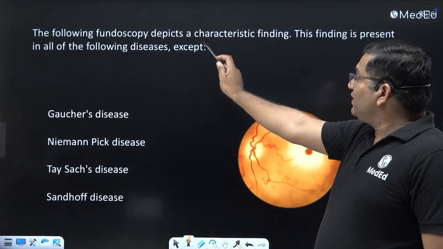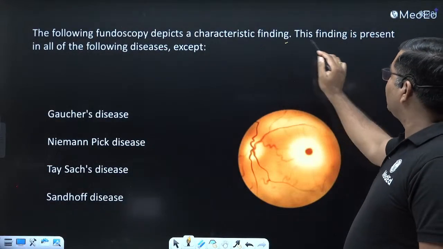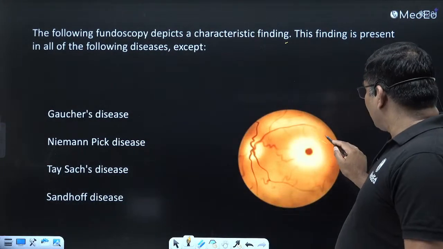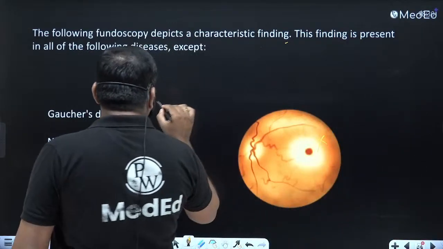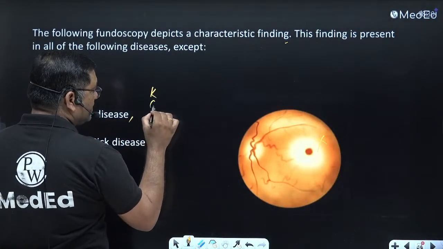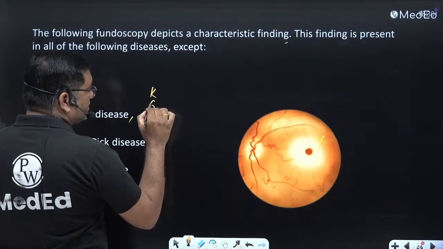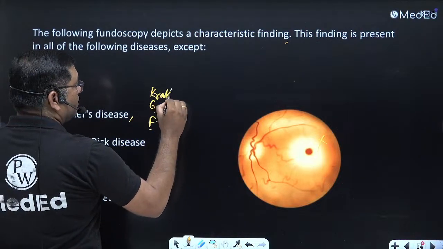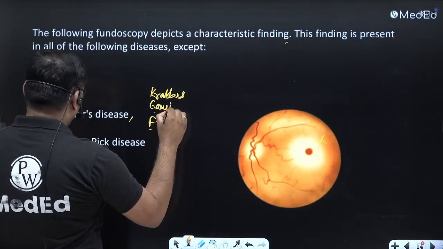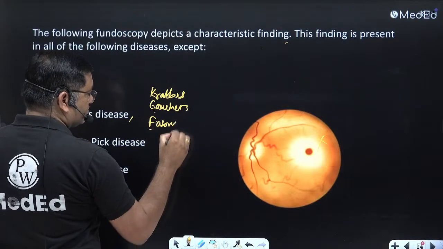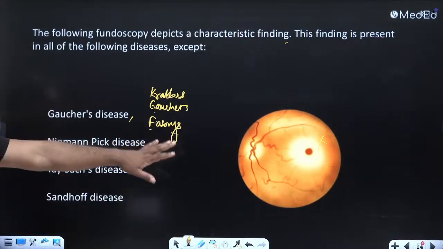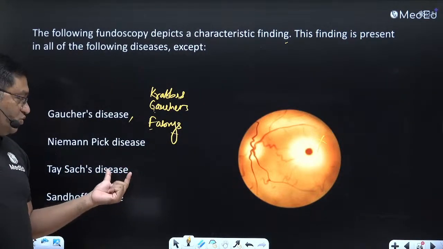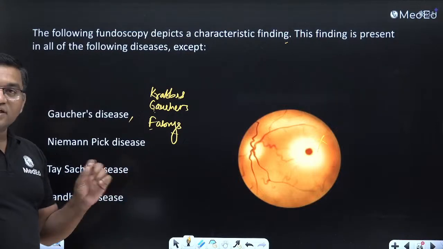The following fundoscopy depicts a characteristic finding. This finding is present in all of the following diseases except, so there is no cherry red spot in Krabbe's disease, Gaucher's disease, and Fabry's disease. In these three disorders, there is no cherry red spot. While there is a cherry red spot in Niemann-Pick disease due to sphingomyelinase defect, and Tay-Sachs disease, due to hexosaminidase A, and there is no organ involvement in Tay-Sachs disease.